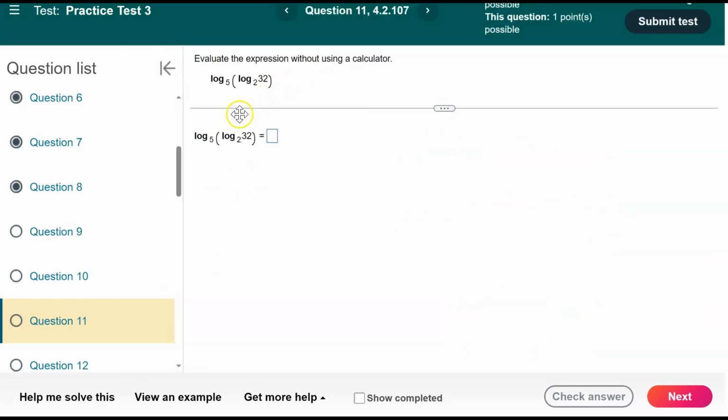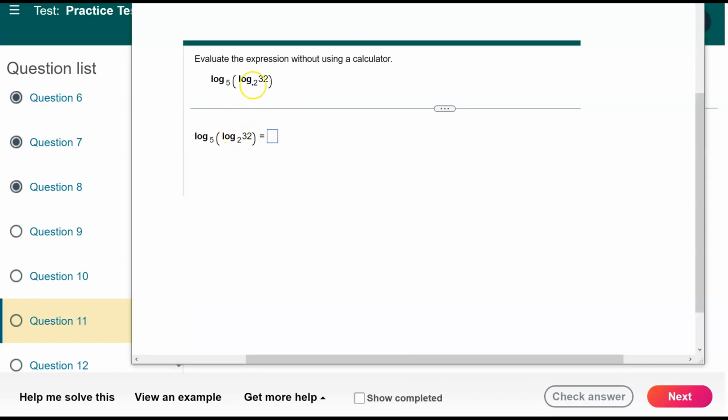So let's have another example. Evaluate this expression without using a calculator. This is similar to the previous one. So how do we do that? We first simplify the one inside the parentheses. So let's simplify this. You have log of 32 base 2. How do you do that? You would think of where to raise 2 to get 32. What should be the exponent of 2 to get 32?